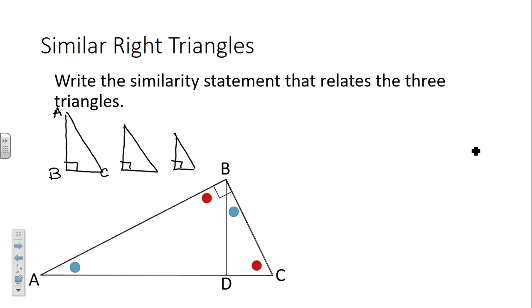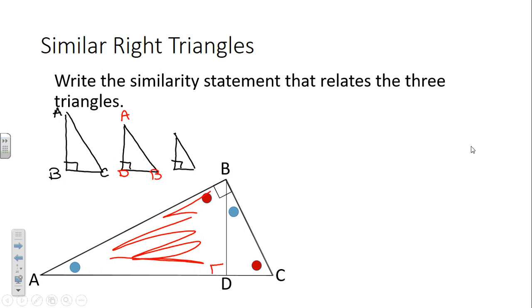Now let's look at the medium-sized triangle. Which is the right angle? D. So D is my right angle. Which one is my smallest angle of this triangle? A is going to be your smallest angle. And what's the medium size? B.